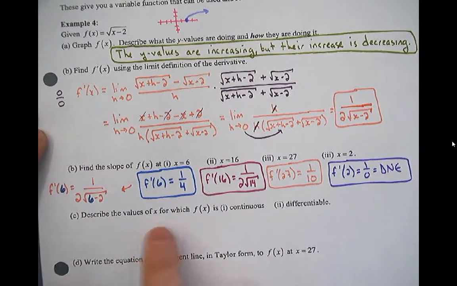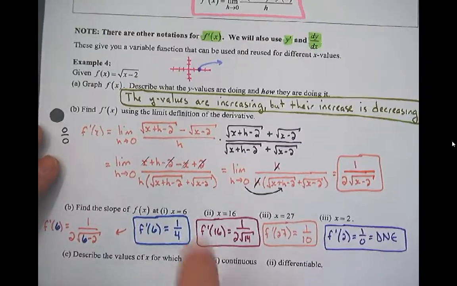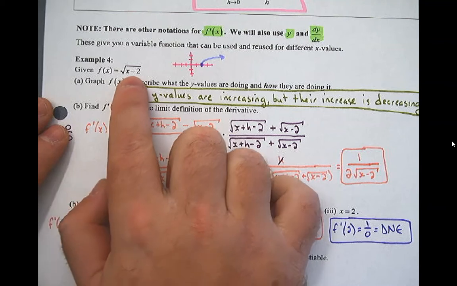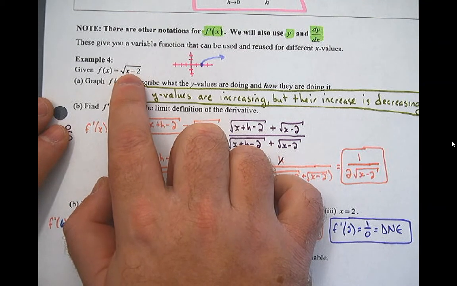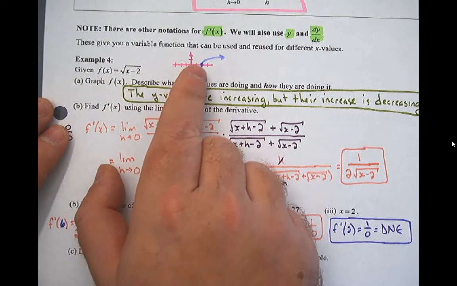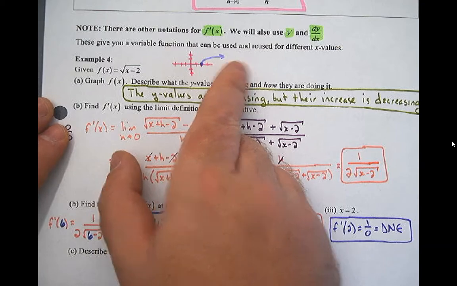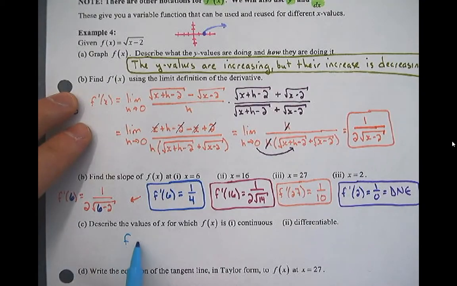Describe the values of x for which f is continuous. Now, that doesn't have anything to do with the derivative, so let's go back up here. Do we have any problems with the square root family? Yeah, we do. We can't square root a negative. So any numbers that you plug in for x that cause a negative aren't included. So everything back here is bad. Everything from 2 and on is good. So we would say f is continuous on 2 to infinity, including the 2.